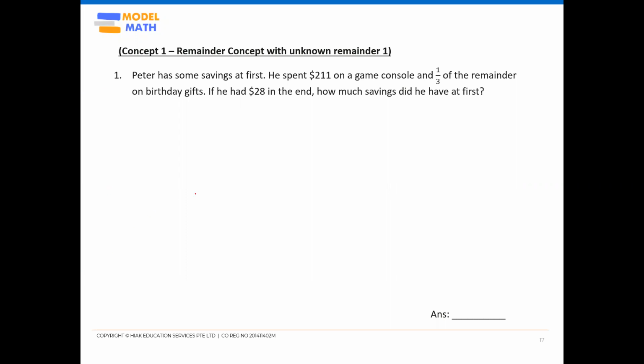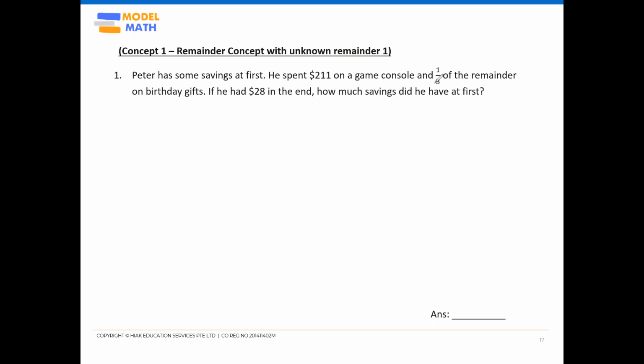Okay, so Peter has some savings at first. He spent $211 on a game console and one third of the remainder on birthday gifts. If he had $28 in the end, how much savings did he have at first?